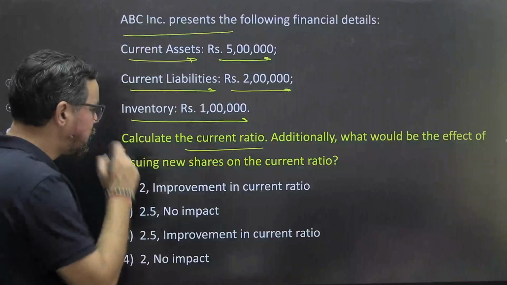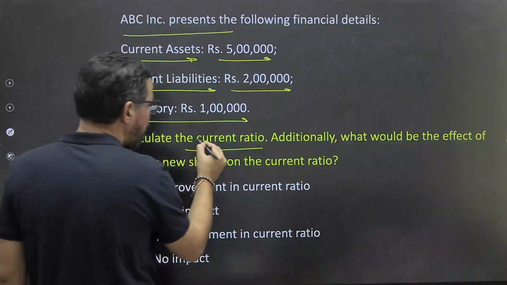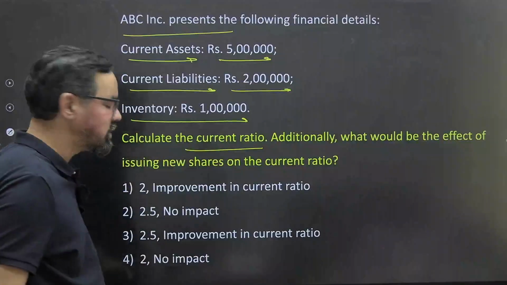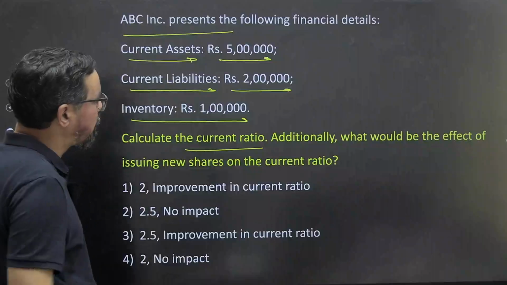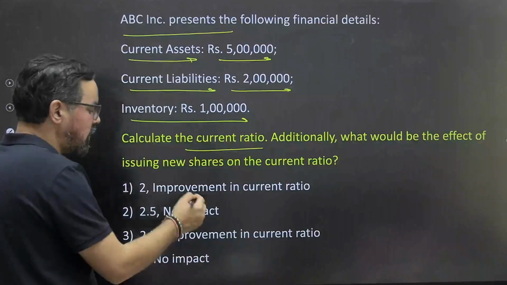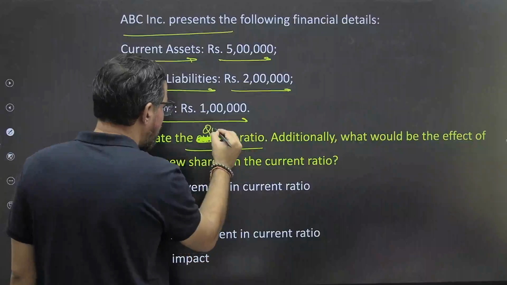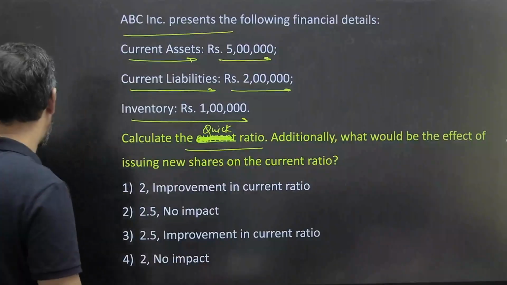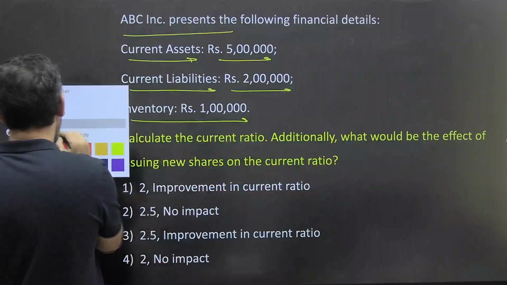Okay, there is some mistake in this question. It should be quick ratio. Because see, why I'm telling you this: if I look at the options, the question is around the quick ratio. Please do correct this one. Quick ratio. There are some overall issues with this particular question. No worries, I'll tell you the answer.